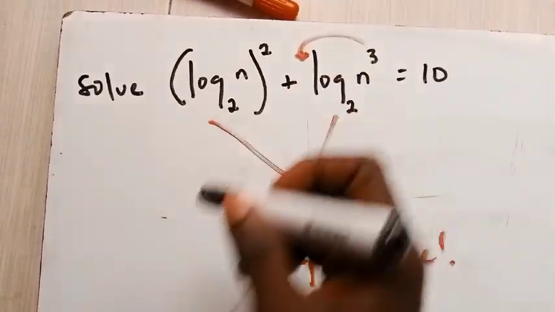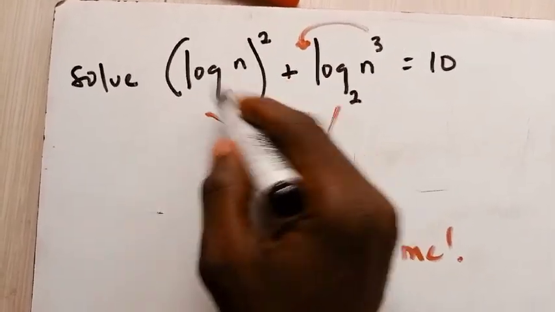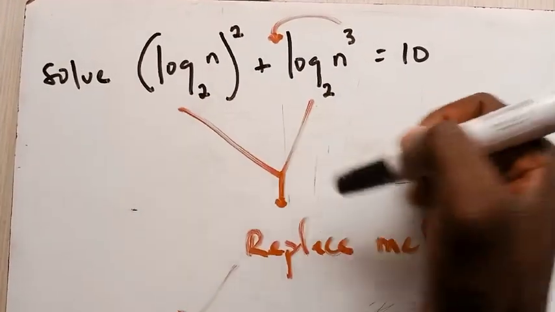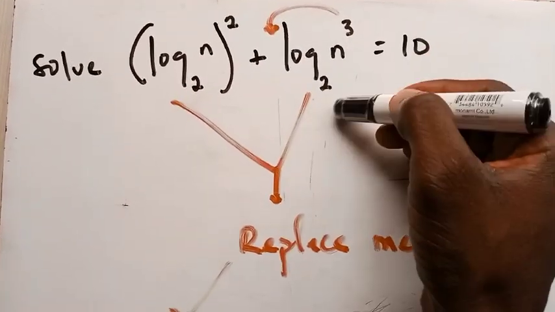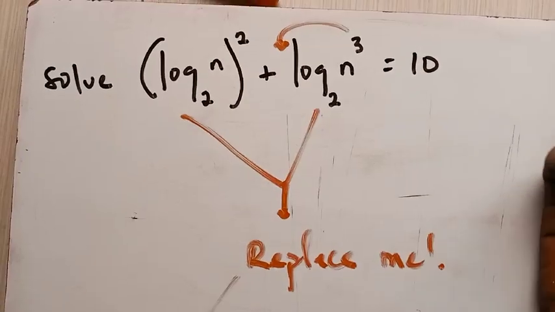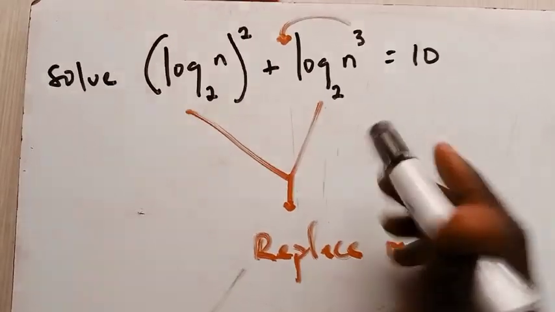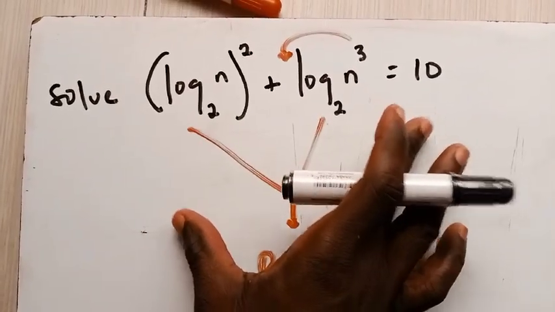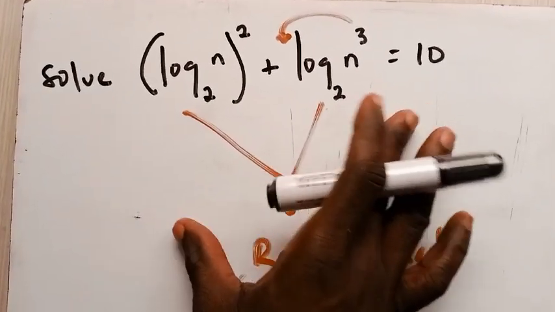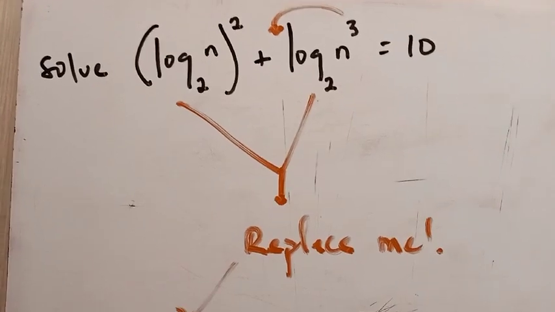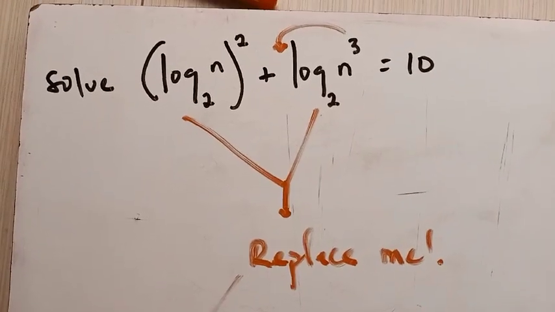Solve (log n base 2) everything raised to the power 2 plus log n exponent 3 base 2, everything equal to 5. Right, so that is what the question is saying. In this video we are going to demonstrate how to solve this type of problem, a logarithmic equation, in an exponential situation, right?